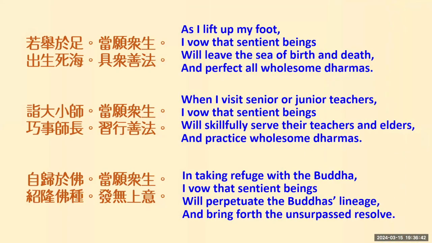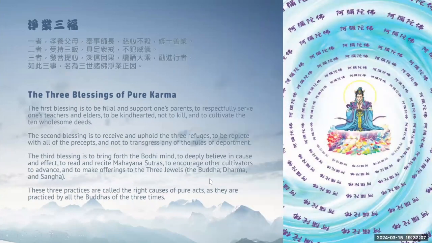If we study these 141 vows in the Pure Conduct chapter, we will notice that they encompass every single aspect of the 3 blessings of the pure karma. For instance, as I lift up my foot, I vow that sentient beings will leave the sea of birth and death and perfect all wholesome dharmas. When I visit senior or junior teachers, I vow that sentient beings will skillfully serve their teachers and elders and practice wholesome dharmas. In taking refuge with the Buddha, I vow that sentient beings will perpetuate the Buddha's lineage and bring forth the unsurpassed result.